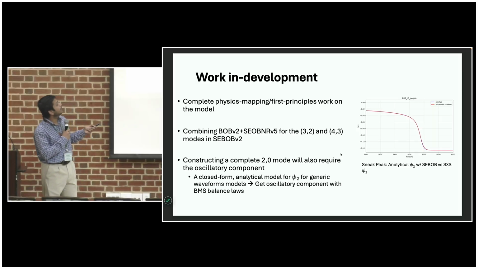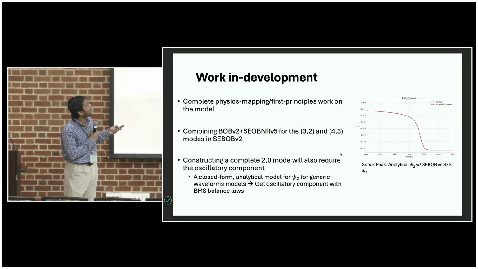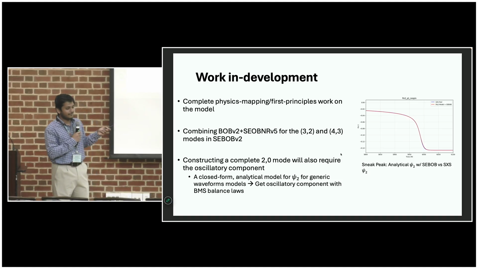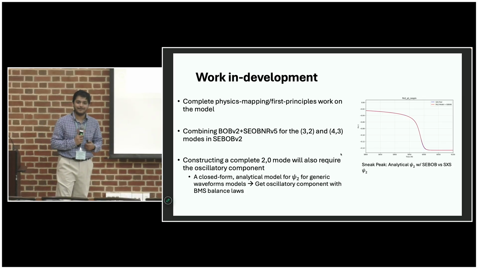A sneak peek of that psi2 model is right here. This is psi2, and you can barely even see it because the blue is behind the red here. It's the CCE catalog psi2 waveform data, and plotted against it is a one parameter psi2 model using the backwards one-body model. I combined it with NR at the peak, so NR models the inspiral and backwards one-body models the merger ringdown. So yeah, that is what I've been working on, and I'll be happy to take any questions.